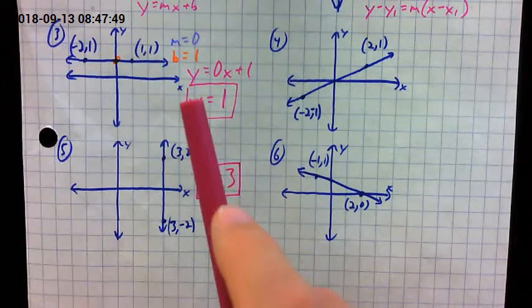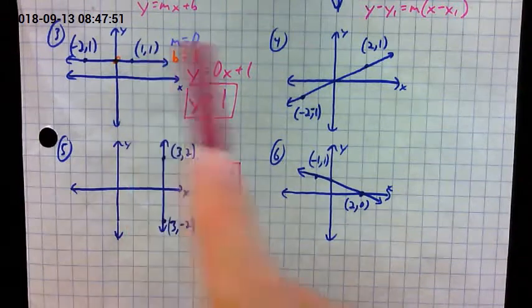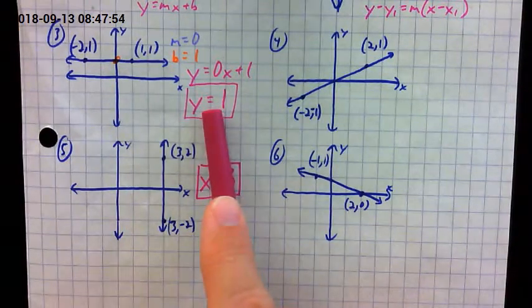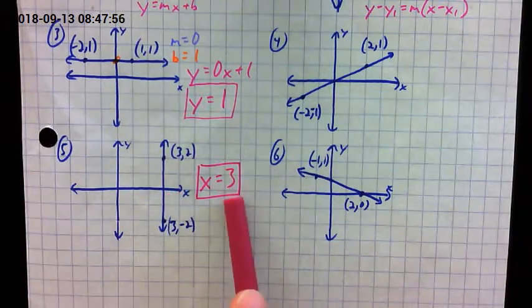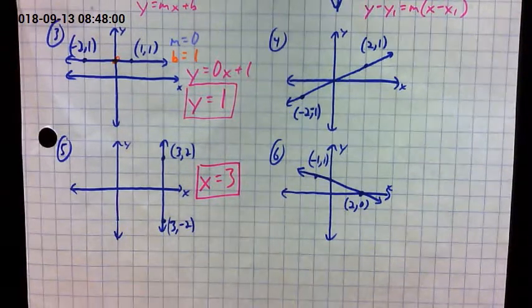So again, for a horizontal line, you're going to end up with an equation which is just set equal to y. A vertical line is just going to be an equation set equal to x. All right.